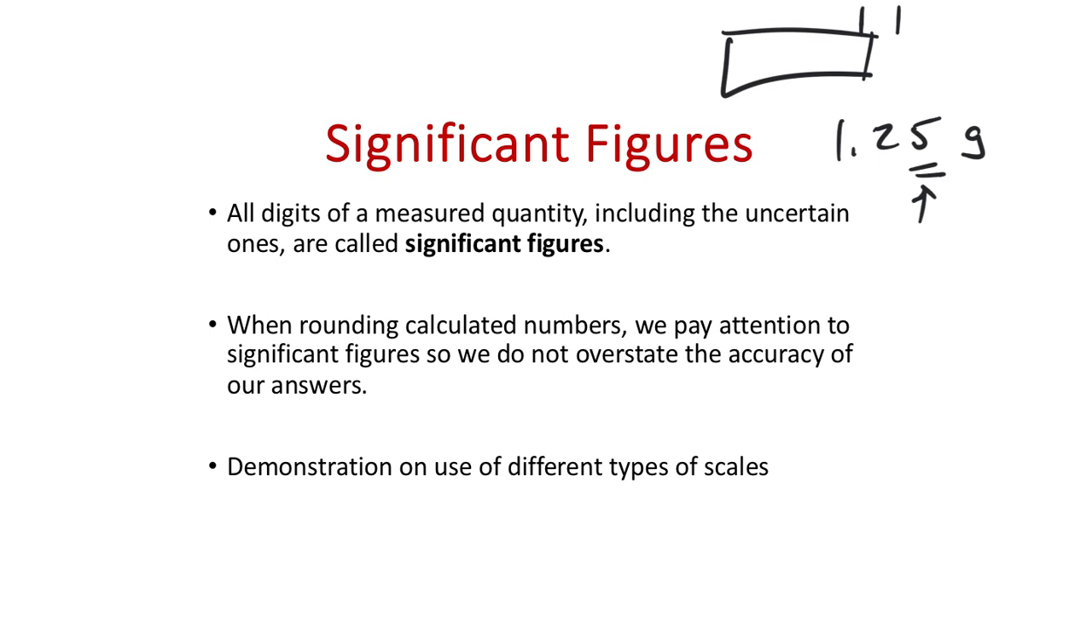Same thing with a balance or something that has a number. Whoever made the balance, there's going to be some waffling in that last placeholder, which we call our uncertain digit.